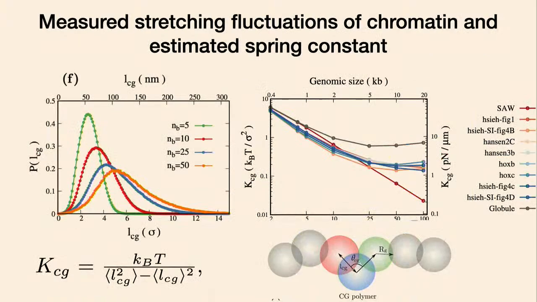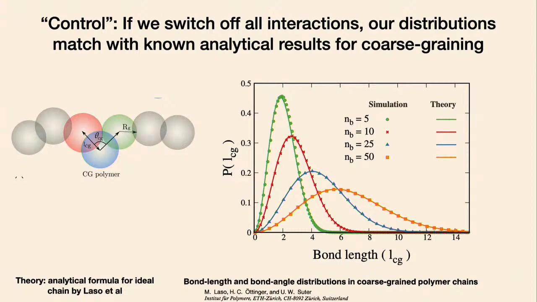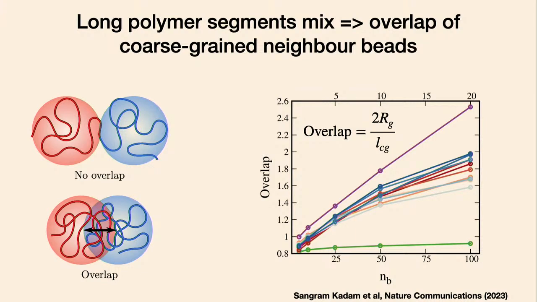Yeah. So we can then get the spring constant, and these distributions, if you switch off all the interactions, we can show that it matches with the analytic relation known when there is no interaction. Now the question is, if you have two chromatin, how do they interact? Two beads of a coarse grain chromatin, if you put an LJ, Lennard-Jones like interaction, will not overlap, they would be like this. But in reality, these two polymer segments can mix. Therefore, the interaction between two polymer segments has to be soft, and it cannot be a Lennard-Jones interaction.